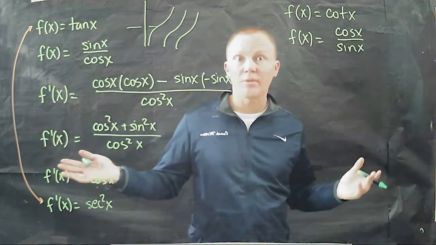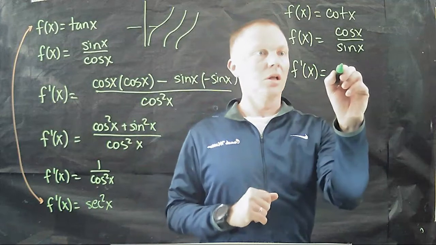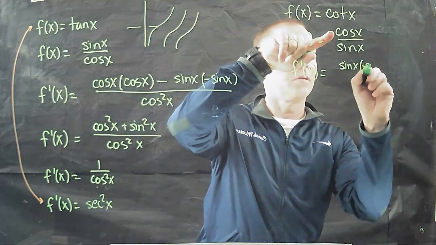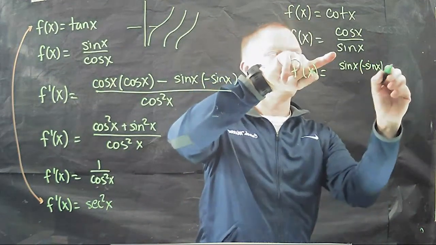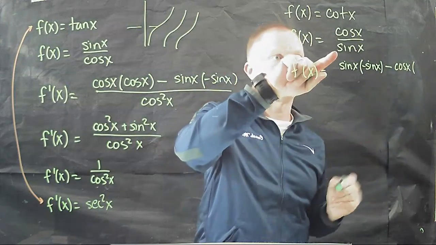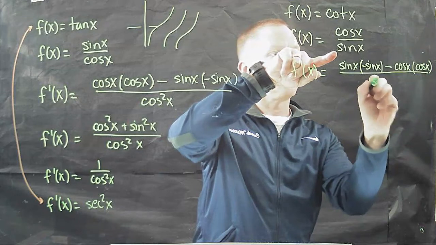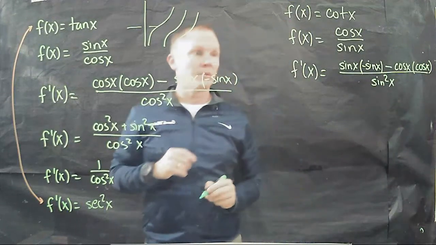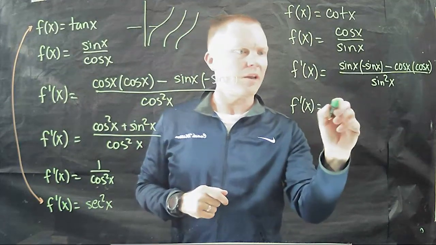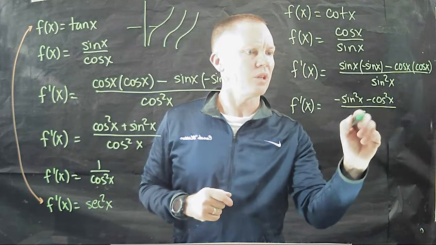Okay, so how are we going to take the derivative of this? Quotient rule. So we say that's low. D high. What's the derivative of cosine? Negative sine. Minus high. D low. What's the derivative of sine? Cosine. All over low squared. You guys smell it? I smell it. I think it's coming. I got negative sine squared of x minus cosine squared of x all over sine squared of x.